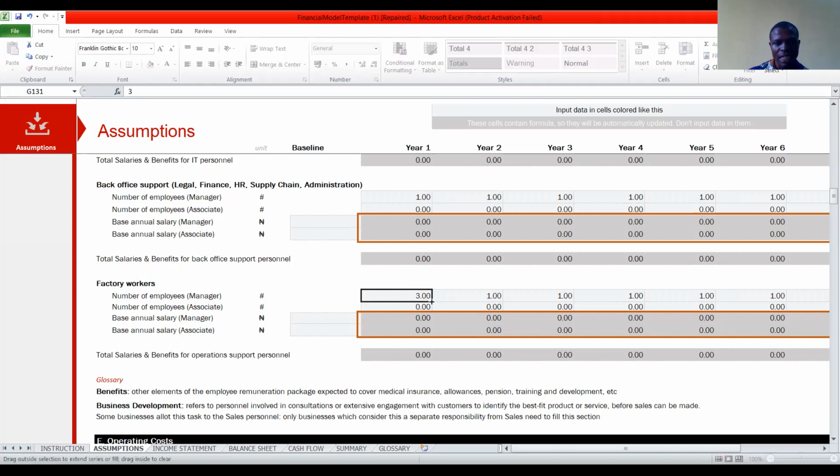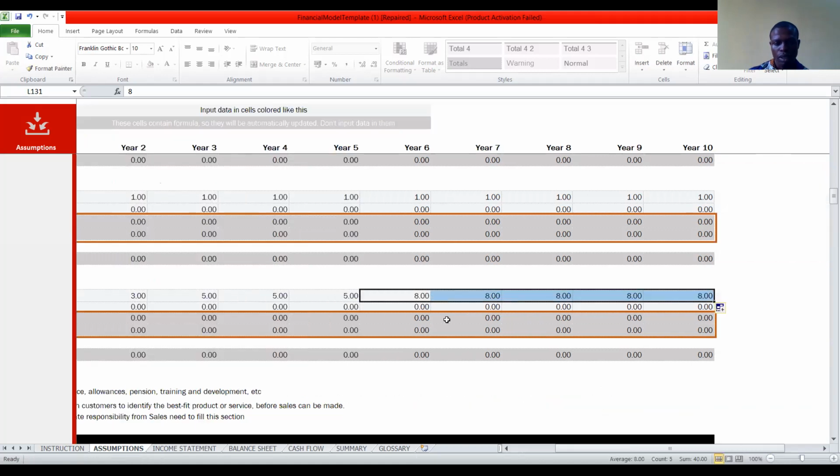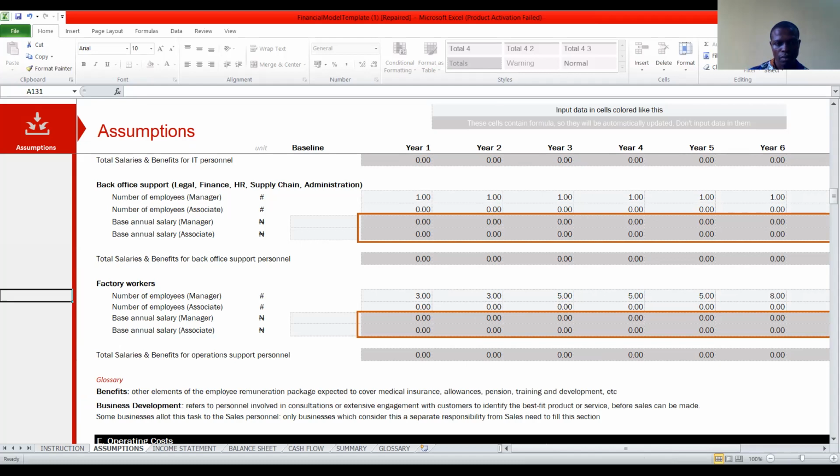Let's say the first 2 years, three. Then after which you now increase to 5. This is just assumption. After which you increase to 8. After which you increase to 10. So those are the number of factory workers.